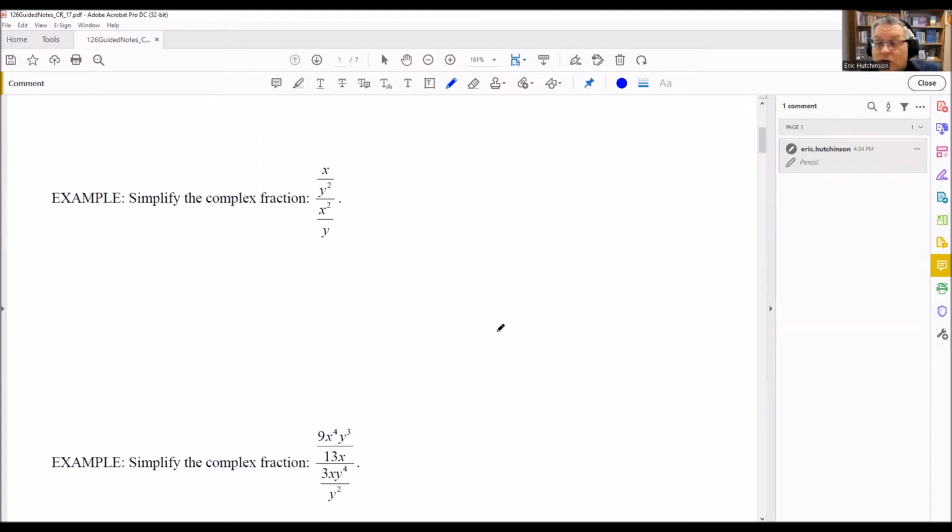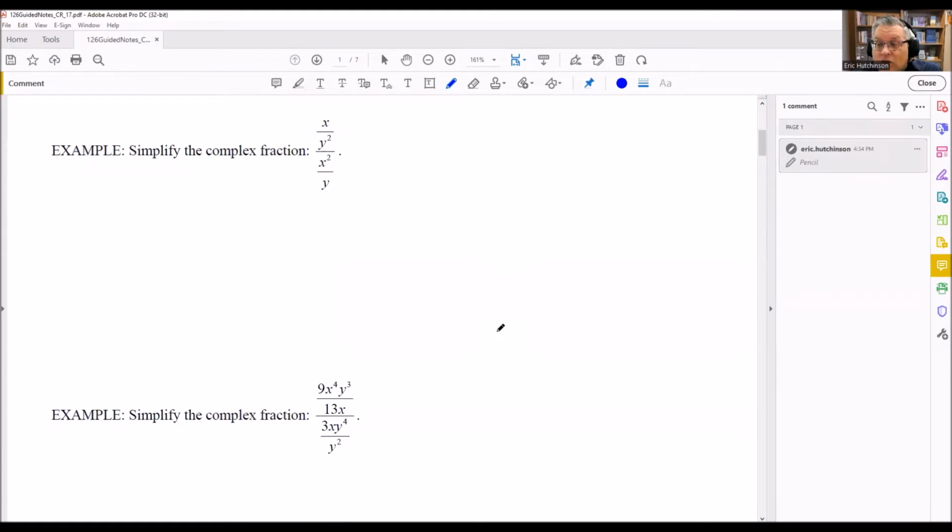If you have variables, you're going to do a similar process. So you're going to take the top fraction, x over y squared, and multiply it by the reciprocal of the bottom fraction. That will be y over x squared. Now I'm going to multiply across the top, xy, and the bottom, let me switch the order around, x squared, y squared.